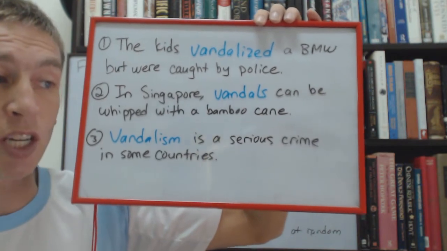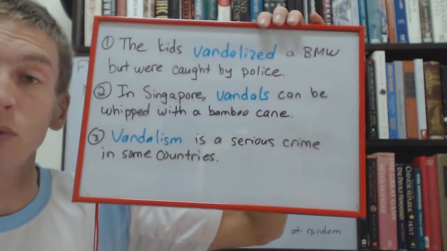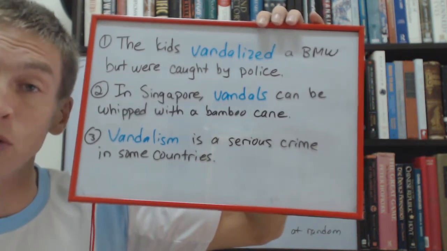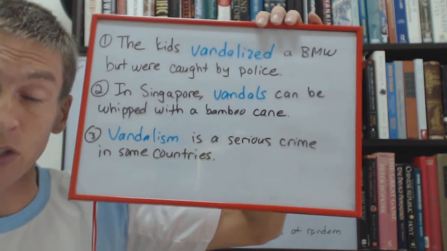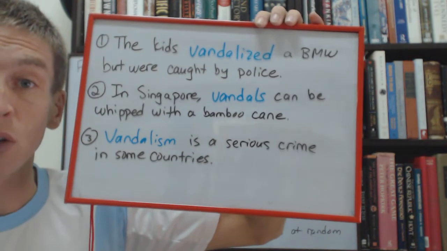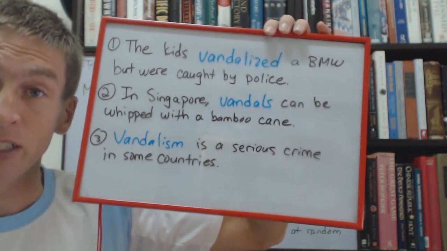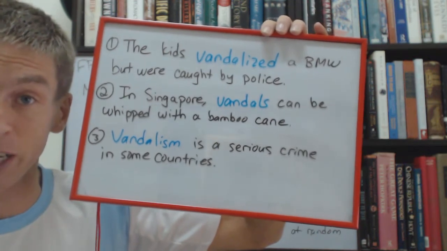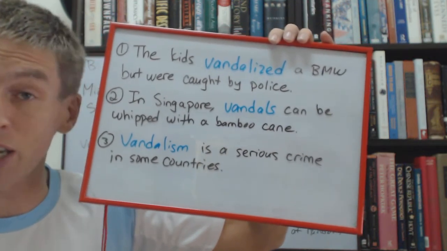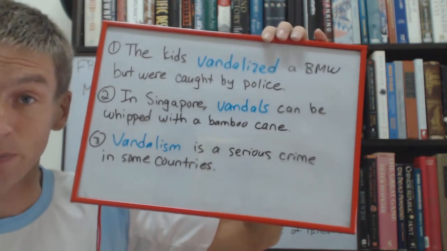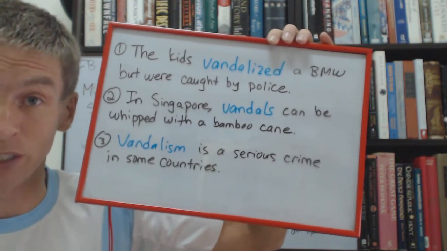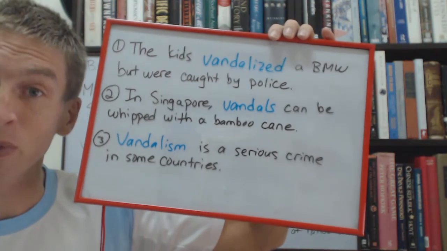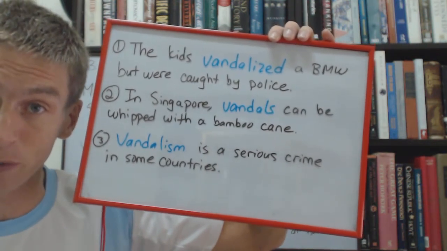Number 2, in Singapore, vandals can be whipped with a bamboo cane. That's what happened to Michael Fay about 20 years ago. He's the young man who got caught vandalizing cars, and they took a cane, called a rattan cane, made of bamboo, that is designed to cut into the skin. And they whipped his butt with it 6 times. From what I understand, it was not a very pleasant experience.